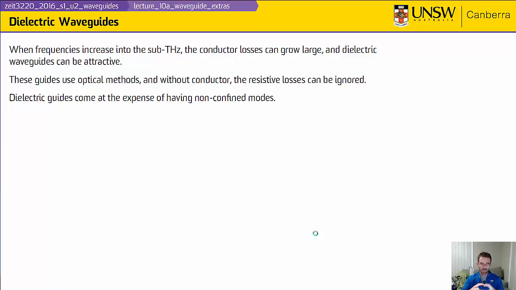So if I have a high dielectric constant core with a low dielectric constant cladding, and that's how I make a dielectric slab, I don't have my fields confined just to the core. I have some leakage of the fields into the outside world, and that can create some challenges.